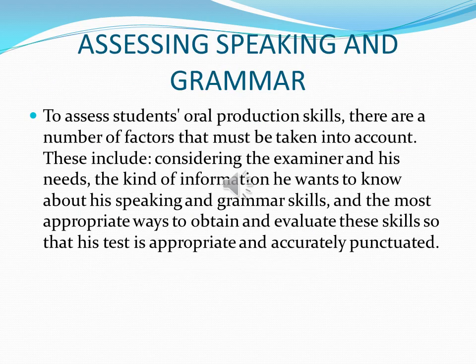Assessing speaking and grammar. To assess students' production skills, there are a number of factors that must be taken into account. These include considering the examiner and his needs, the kind of information he wants to know about his speaking and grammar skills, and the most appropriate ways to obtain and evaluate these skills so that his test is appropriate and accordingly controlled.